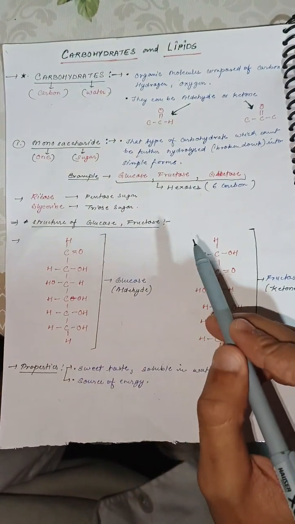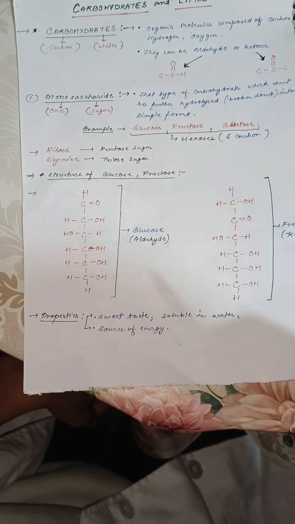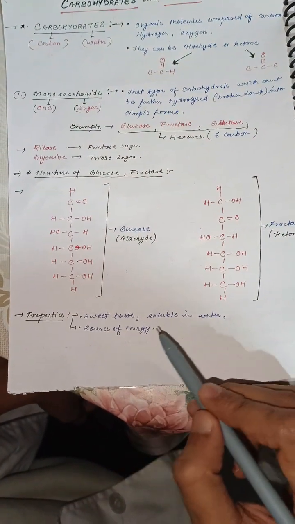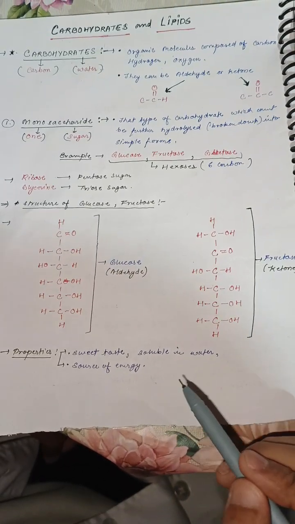Here are the structures of glucose and fructose, and their properties: they are sweet in taste, soluble in water, and they are the main source of energy.